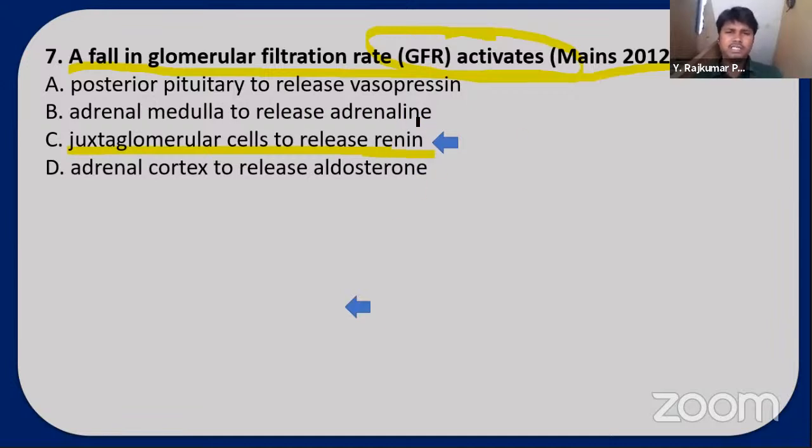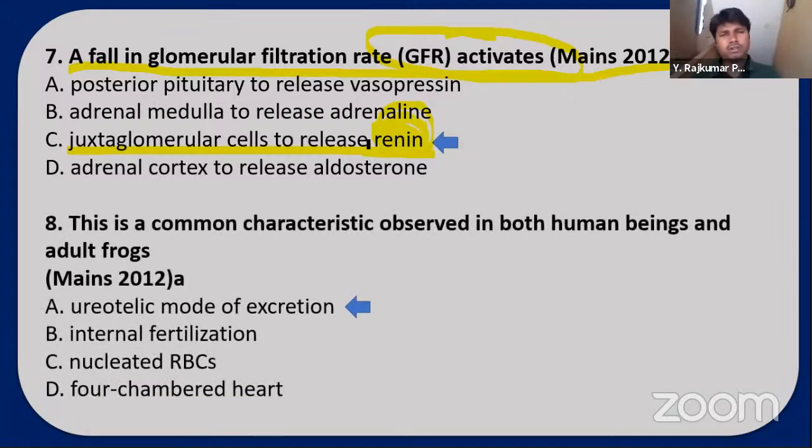Hope you have understood this. When I taught you the lesson, I taught this in detail. Okay, what are the changes that take place in the renin-aldosterone system? Go to that lesson and see that. Let's see the eighth question.